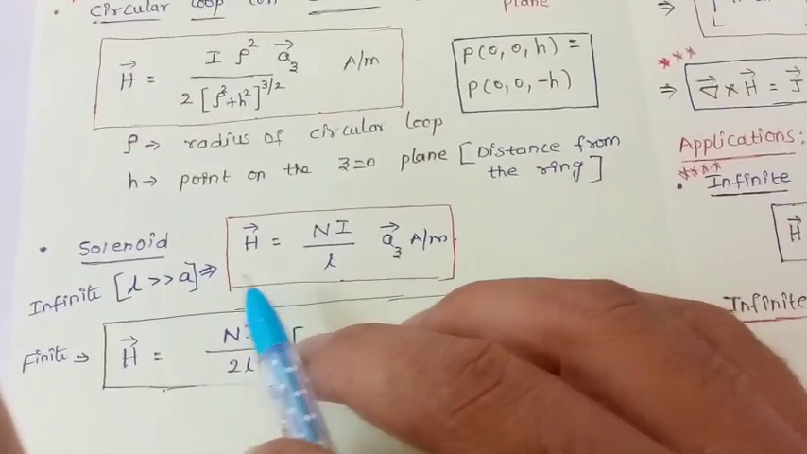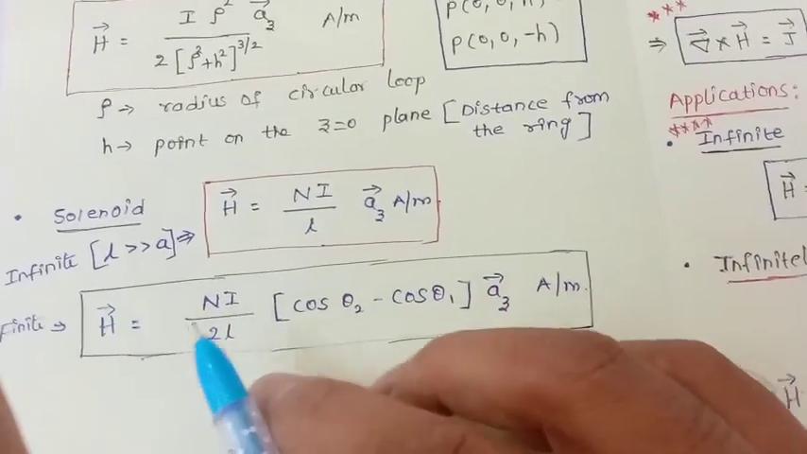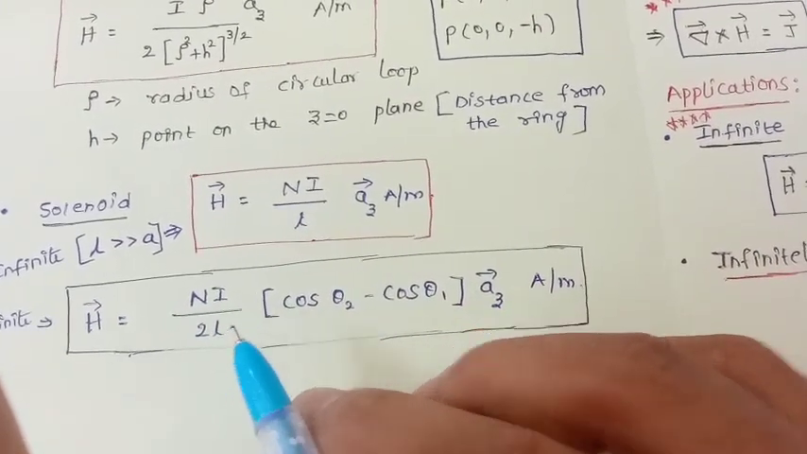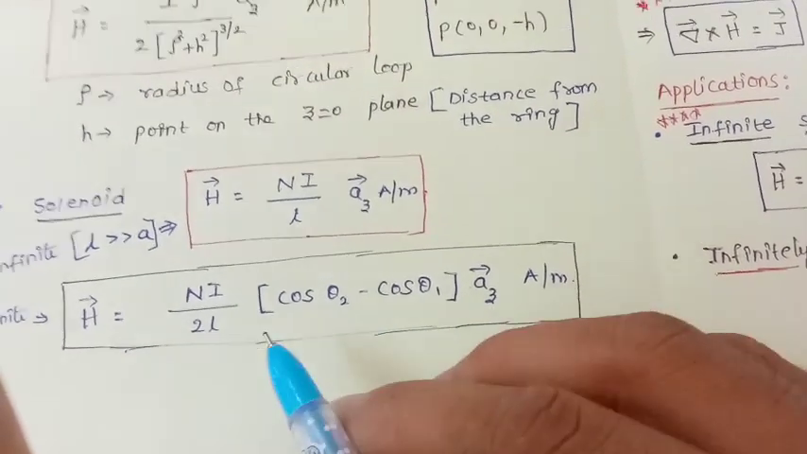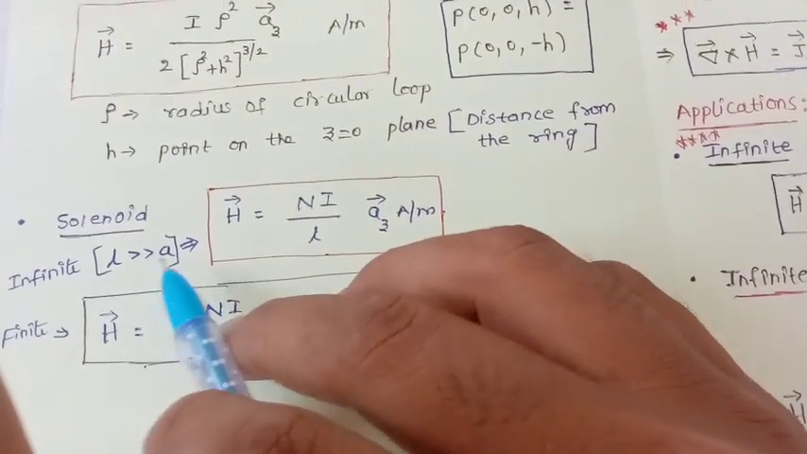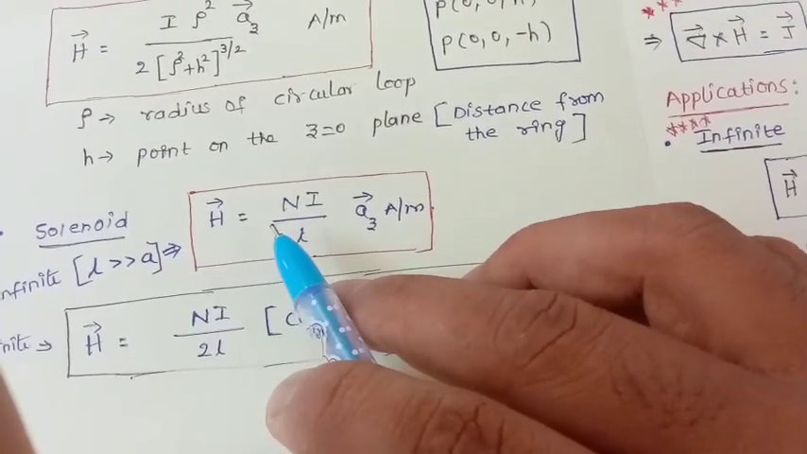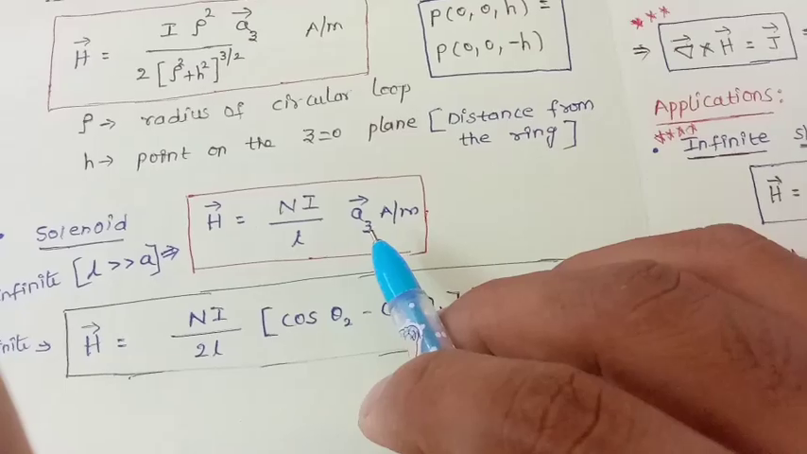Now coming to the magnetic field intensity due to a solenoid, both in terms of finite and infinite. For finite, the magnetic field intensity is equal to NI upon 2L, cos theta 2 minus cos theta 1, along z direction ampere per meter, where L is the length of the solenoid. If the length of the solenoid is very much greater than the turns on the solenoid, then the magnetic field intensity is equal to NI upon L along z direction ampere per meter.